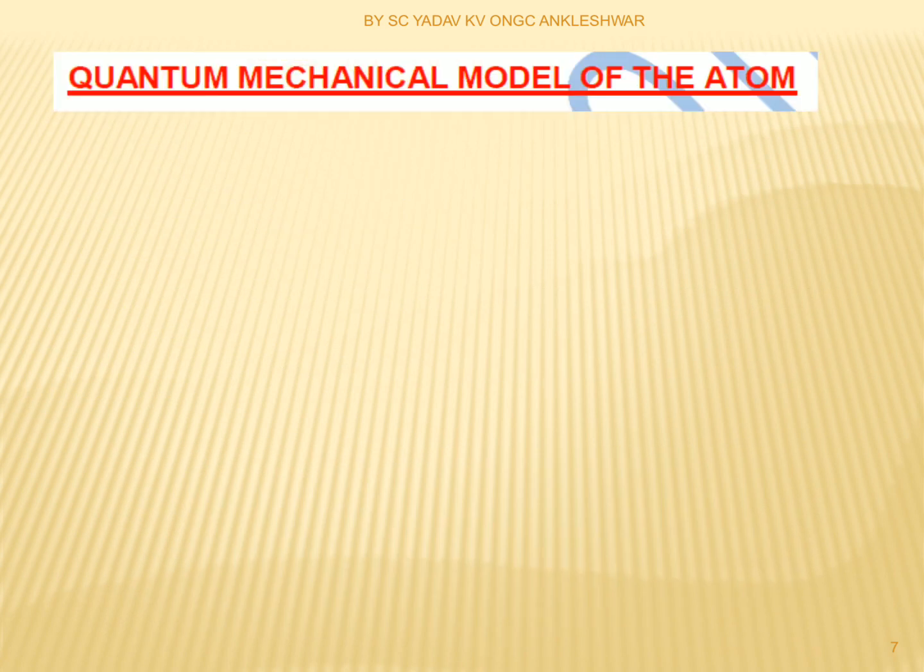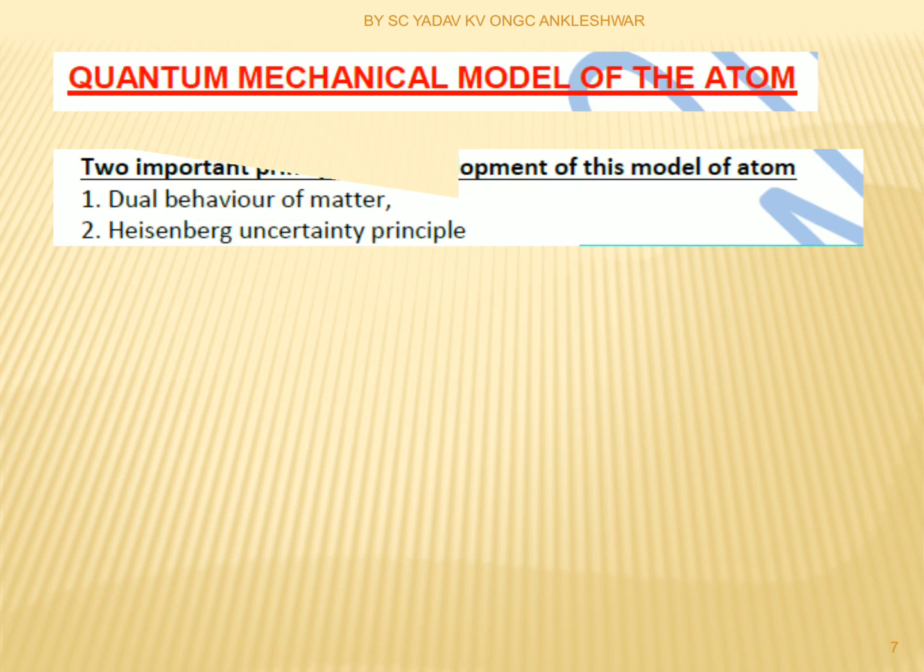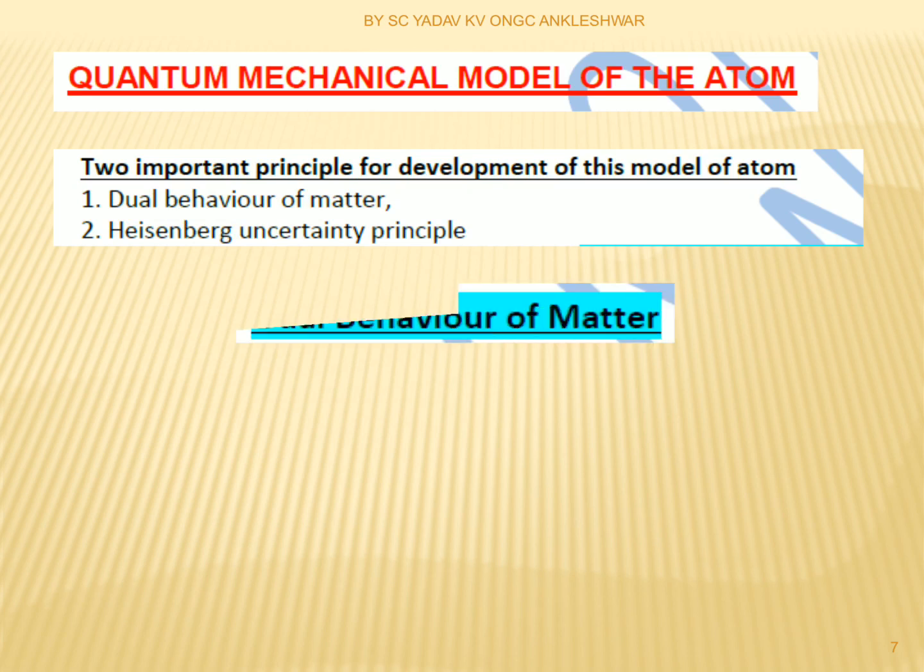So it was required to move forward and think about another model of an atom. And finally we are moving towards the quantum mechanical model of an atom. That model of an atom was given by Erwin Schrödinger in the year 1926, and this model is based upon two important principles. It is based upon the dual behavior of matter and the Heisenberg uncertainty principle. So these are the two important principles which were used to develop the quantum mechanical model of the atom. First of all, we will study these two principles.